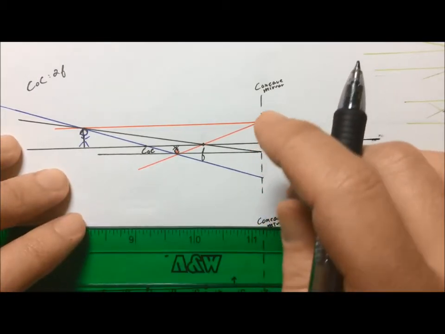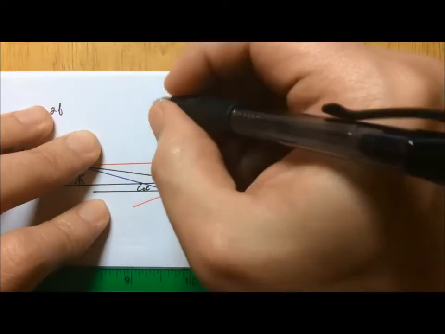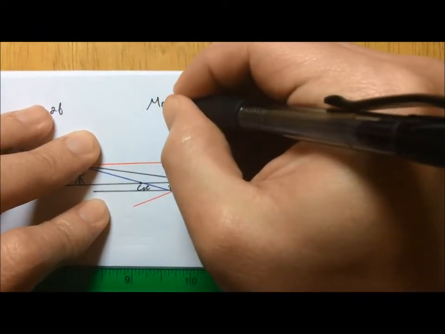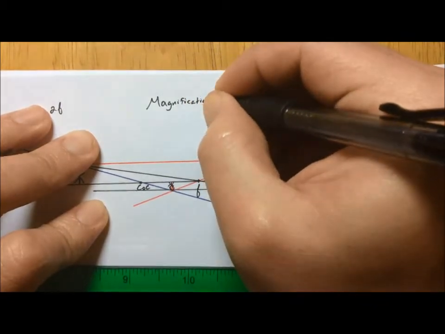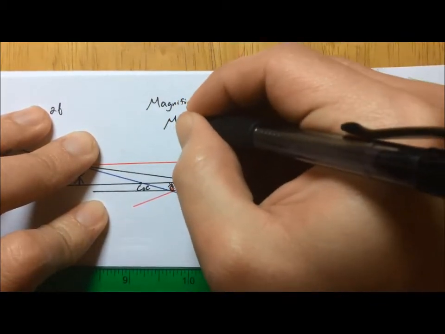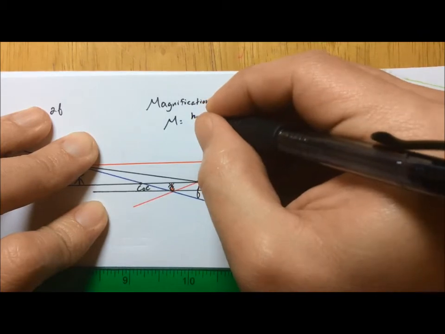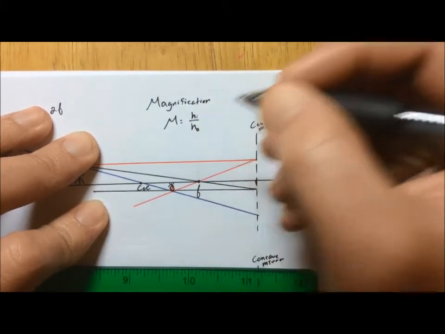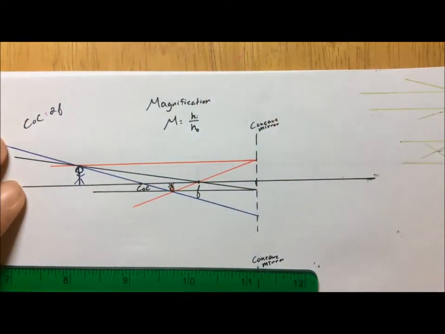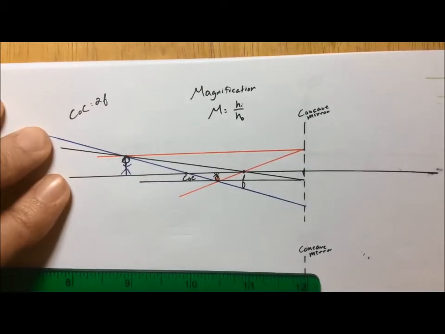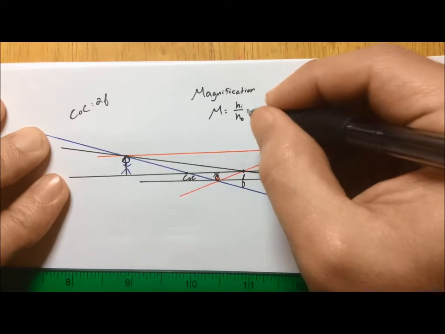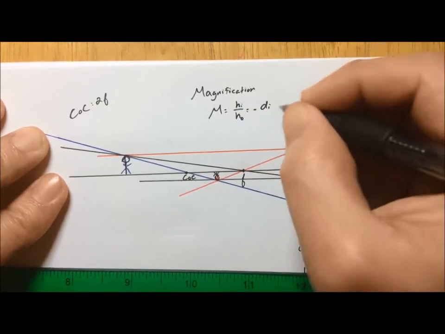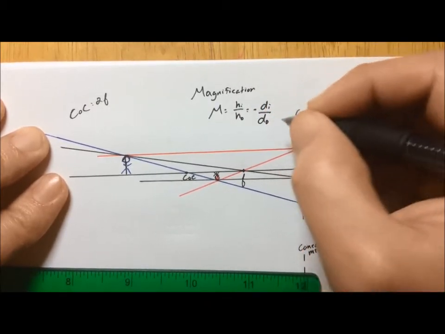So if you were to talk about something called magnification, usually denoted by a capital M, we're talking about the height of the image divided by the height of the object. And in this case, my magnification would be negative and less than 1 because the thing's flipped upside down and it's smaller. Alright? It's also equal to negative di over do. What the heck is di and do?